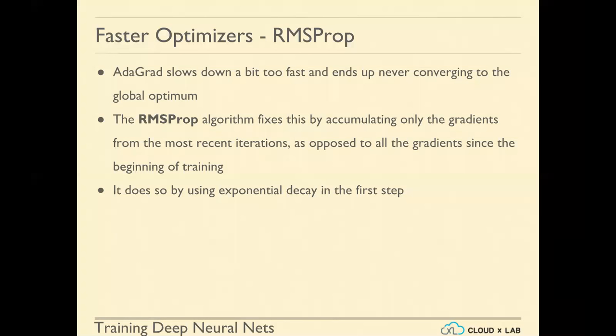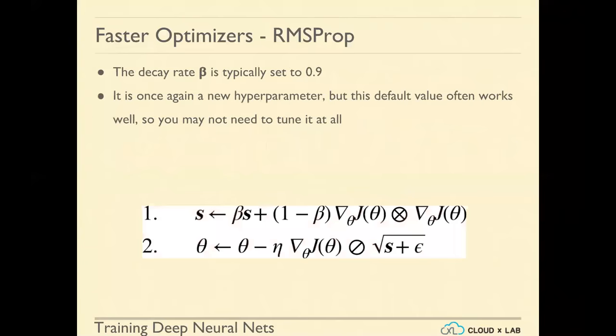RMSprop, another algorithm, tries to fix this by accumulating only the gradients from the most recent iterations as opposed to all the gradients so far. So what it does is it multiplies with a fraction. Beta here is, let's say, some fraction. So instead of carrying over everything from previous steps, it carries only a fraction of it, and the remaining part is due to the present. So if beta is 0.5, it'll carry 50% of the previous values plus 50% from the current one. So this way you can control how much to carry from the previous one.